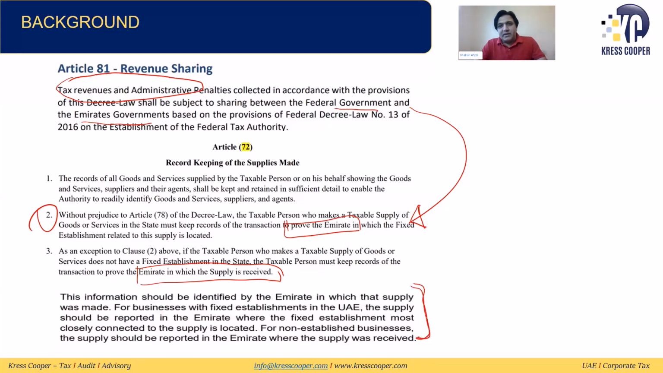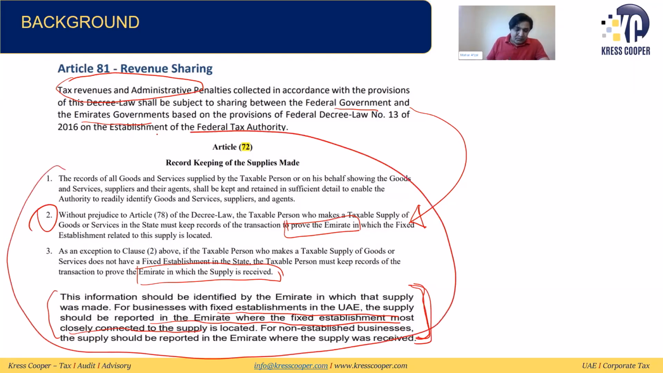The same thing was shown in the VAT return guide as well. They said the information should be identified by the emirate in which the supply was made. For businesses with a fixed establishment in the UAE, the supply should be reported in the emirate where the fixed establishment most closely connected to the supply is located. For non-established businesses, the supply should be reported in the Emirates where the supply was received. So this is the previous requirement of the law. There is no change in this article.